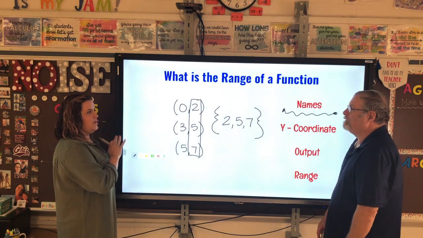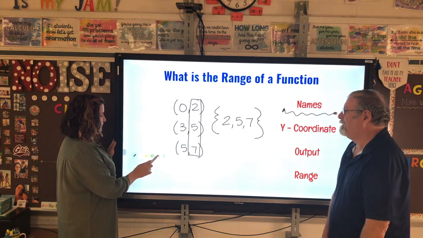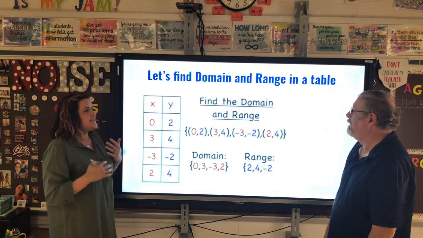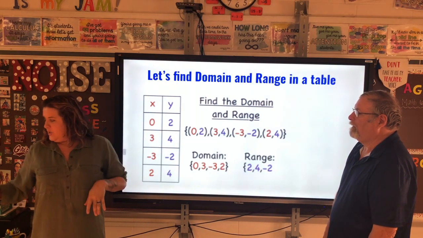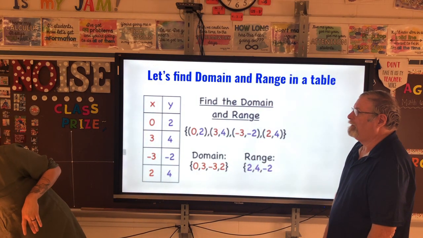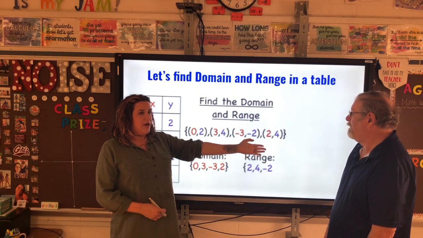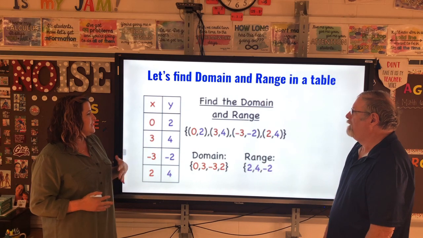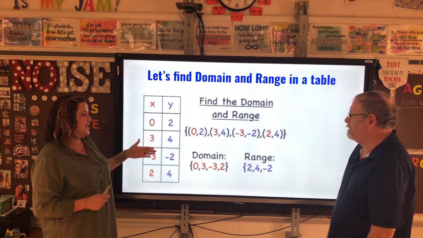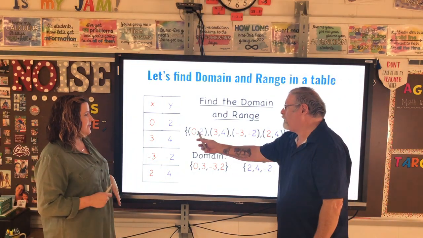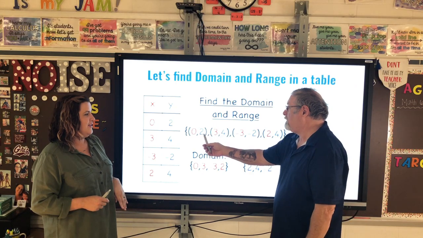So, domain, x, range, y. That's really what you have to know. But you're going to see it in a lot of different ways. You might see it in a table. You might see it in a list of ordered pairs. But however you see it, the domain is going to be the x, and the range is going to be the y.